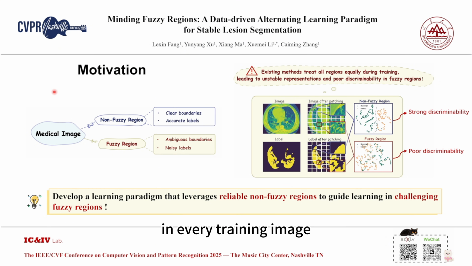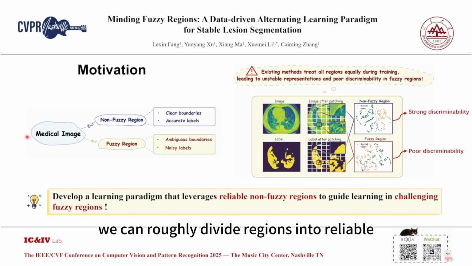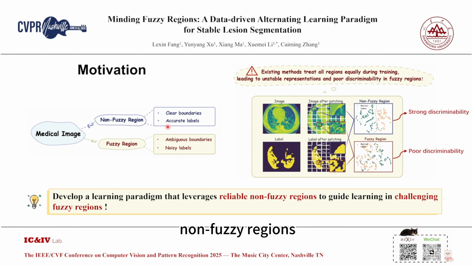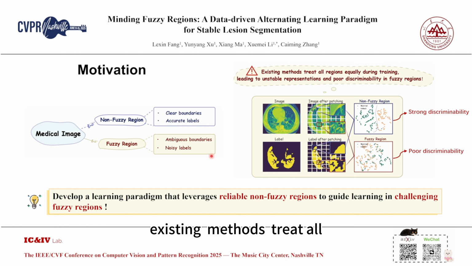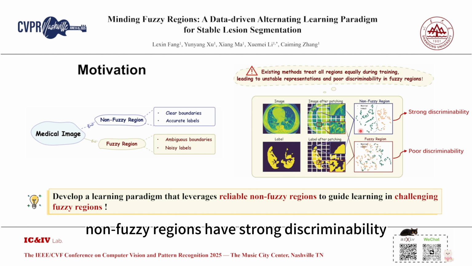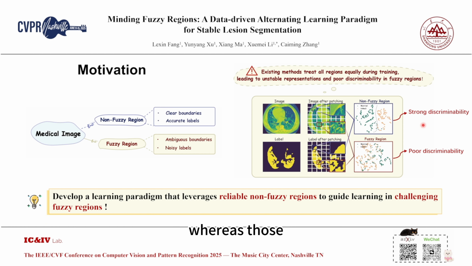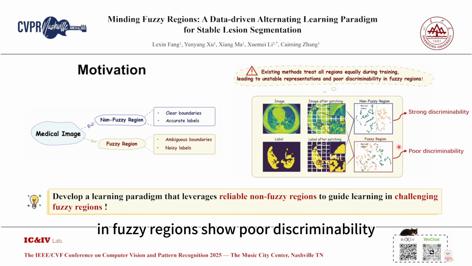In every training image, we can roughly divide regions into reliable, unfuzzy regions: clear boundaries, accurate labels; and fuzzy regions: ambiguous boundaries, noisy labels. Existing methods treat all regions equally during training, leading to unstable representations and poor discriminability in fuzzy regions. Look at the figure. Feature representations in unfuzzy regions have strong discriminability, whereas those in fuzzy regions show poor discriminability.